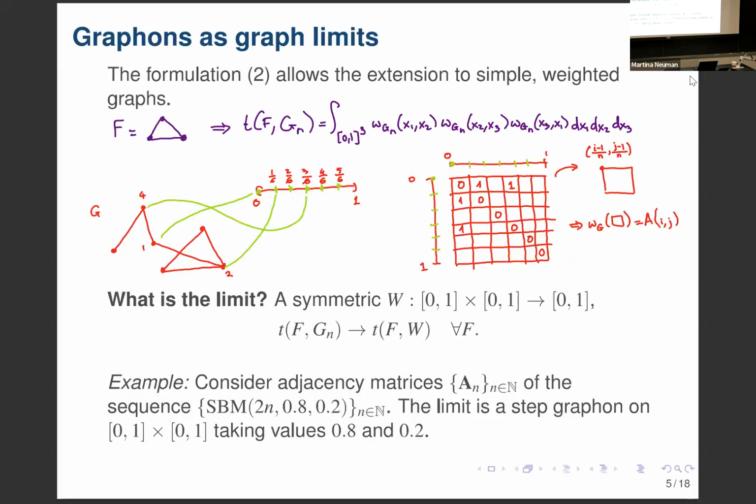For instance, in this example, if you take a look at this adjacency, oh, by the way, I forgot to say: in the case where GN is a sequence of random graphs, then this kind of limit happens with probability 1. So in the case of the stochastic block model, the limit is going to be a step graphon, just like the one that I drew before. You have four subsquares: 0.8, 0.2, 0.2, and 0.8. The convergence is with probability 1. So far so good.